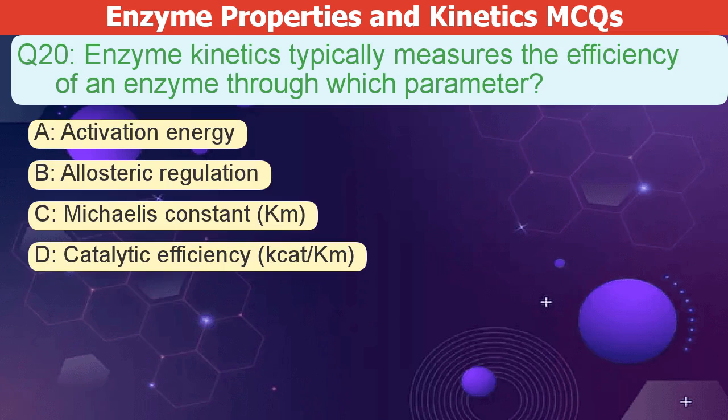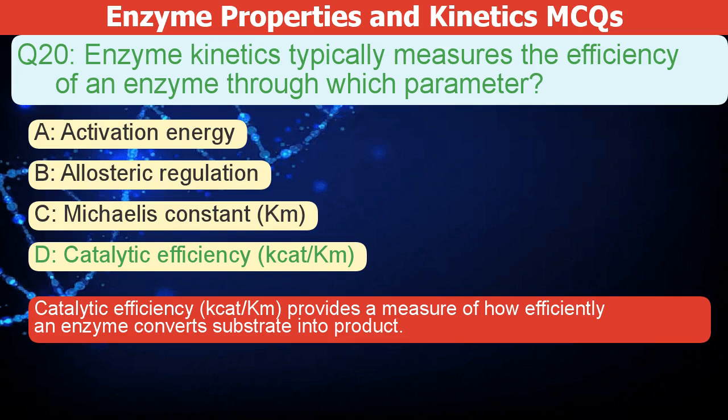Enzyme kinetics typically measures the efficiency of an enzyme through which parameter? A. Activation energy. B. Allosteric regulation. C. Michaelis constant, Km. D. Catalytic efficiency, kcat over Km. The correct answer is D. Catalytic efficiency, kcat over Km, measures how efficiently an enzyme converts substrate to product.